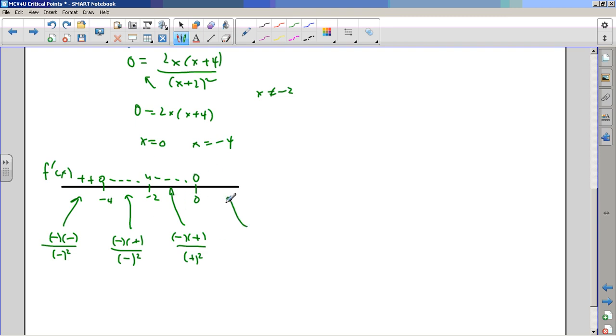But now test point out here, we've got a positive. These are all going to be positives, right? Over a positive squared, positive, positive, positive.